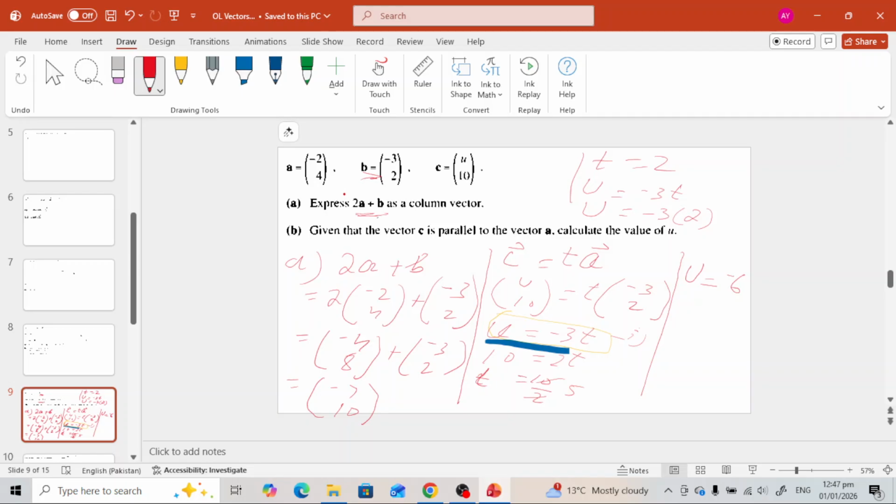So in part 1, 2A + B in vector form is this one, and in part B, vector C was parallel to the vector A, and we have found the value of u by this algebraic method, that is u is equal to -15.